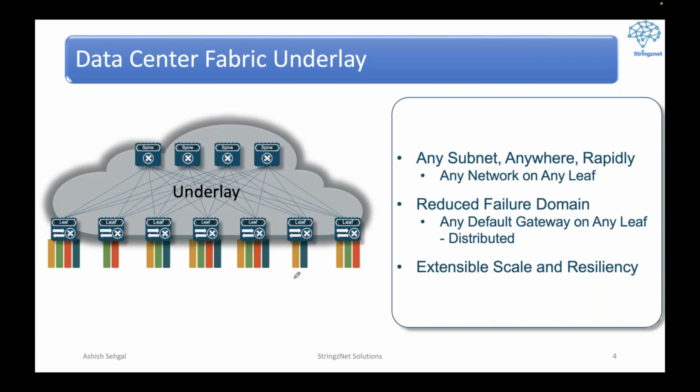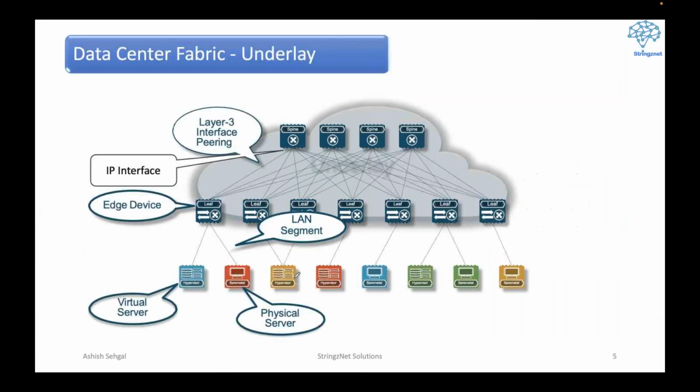Once this underlay is prepared, then we come over to the overlay. In case of underlay, we use different terminologies, pretty well known to us. Of course, physical connectivity is there, IP addresses are configured, and we have layer 3 interface pairing. We have the switches called edge devices. We have LAN segments, etc.